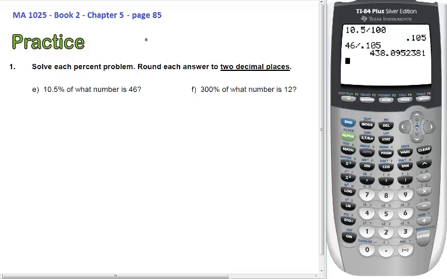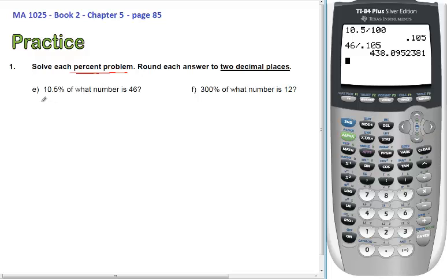Good day, students. Today we're going to look at the solutions to a couple of practice problems, numbers 1, E, and F found on page 85 in chapter 5 of your book 2 in ma1025 booklets. And these are percent problems, and we're going to do it the same way as your book does it and teaches it. Solve each percent problem, round each answer to 2 decimal places.